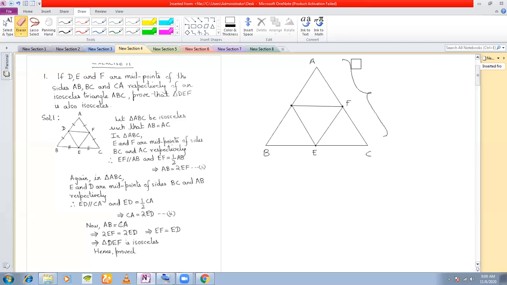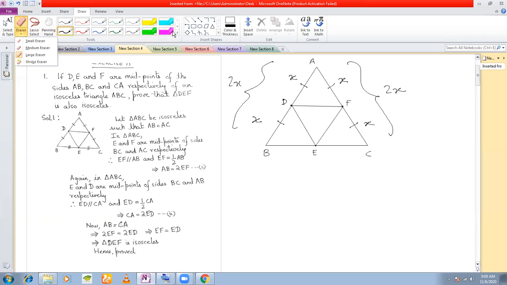Then what will happen? If D, E, and F are midpoints, then these two will be equal, and these two will also be equal, because if this is X, then this is also X, this is also X, this is also X, so that this entire length is 2X, and this entire length is also 2X. That is why I have not given a double sign here. I've only given a single sign of equality, because all these are equal, because I have taken AB equal to AC.